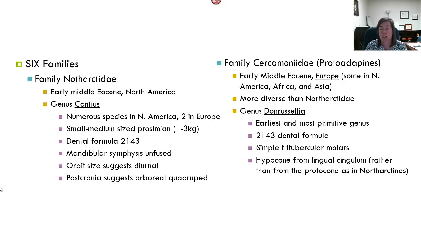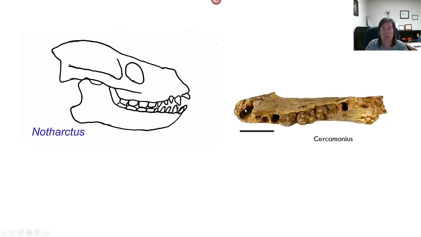It has a 2143 dental formula, simple tritubercular molars. So tritubercular molars are molars that are almost triangular in shape. They also have a hypocone from the lingual cingulum rather than from the protocone as the Notharctines. The hypocone is one of these little bumps or cusps on your molars, and it's showing where it's coming out of when we make these assessments. So this is Notharctus, and this is Cercamonius.